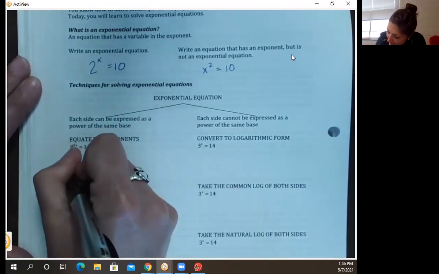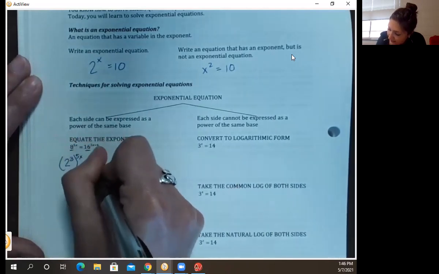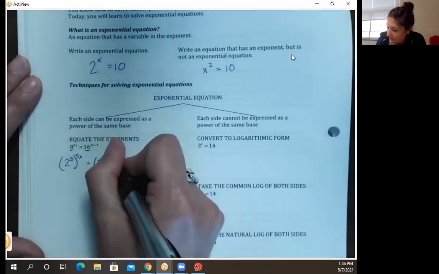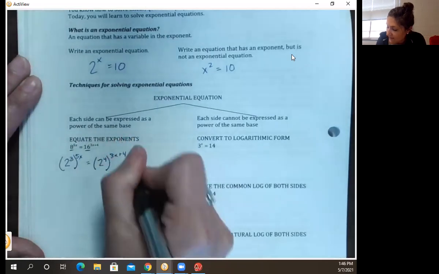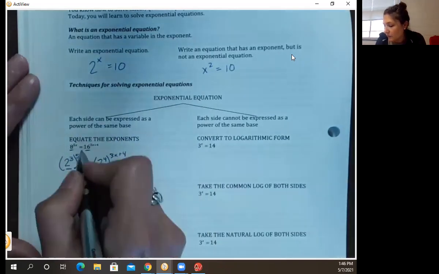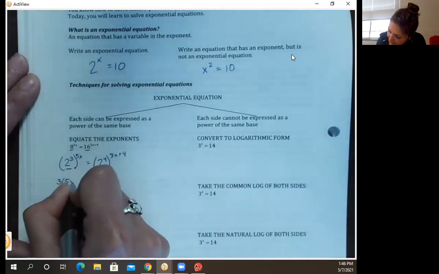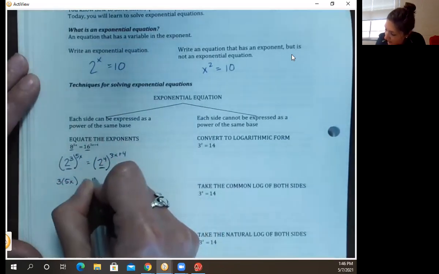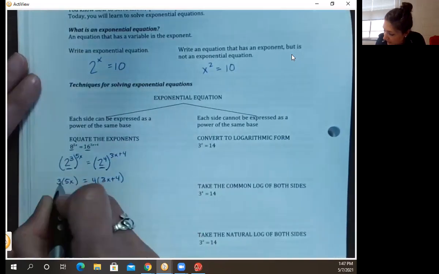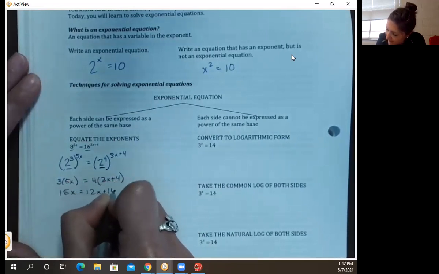So 8 I could write as 2 cubed, and 16 I could write as 2 to the 4th. So I can express them as powers of the same base. If the bases are the same, that means the exponents have to be the same. So remember our exponent rules, power to power means we multiply. So I've got 3 times 5x equals 4 times 3x plus 4. So I'm going to distribute here. So this would be 15x equals 12x plus 16.